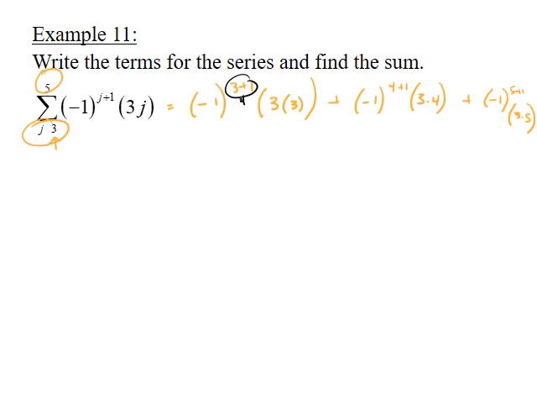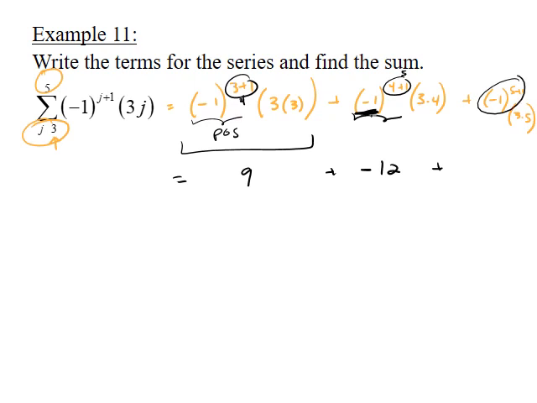-1 to an even power results in a positive. So this term is 9. This is 5, so I know this next term is going to be negative because this negative to an odd power results in a negative. So this is -12. This will be a positive because we have an even exponent, and this will be 15. Adding this together, we get 12.